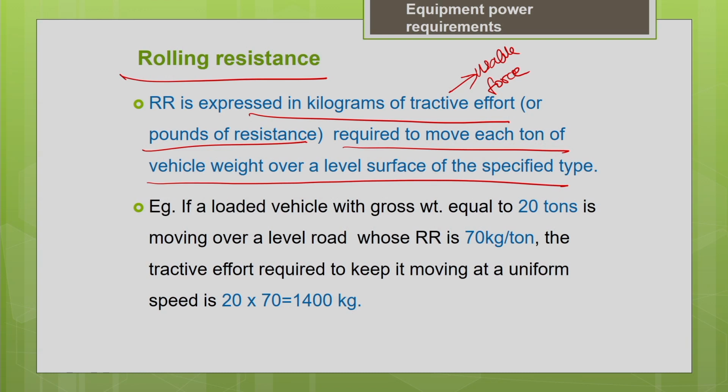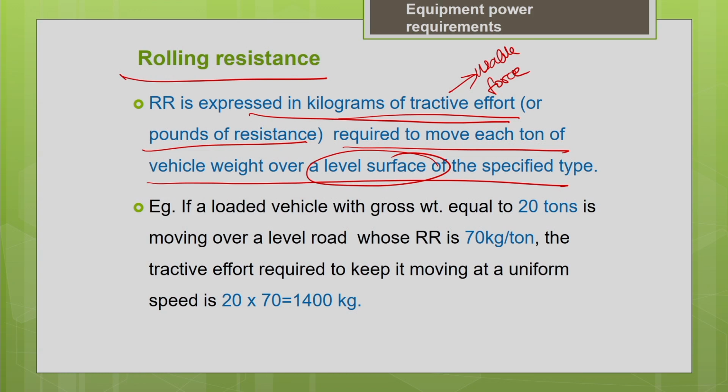So, basically it is the amount of force needed to move unit weight of the machine on a level surface. Why do we consider level surface? Because the effect of grade, the effect of slope, will be considered separately under grade resistance, which we are not considering here under rolling resistance. So, basically rolling resistance is expressed in kg of tractive effort needed to move unit weight of your machine over the particular surface.